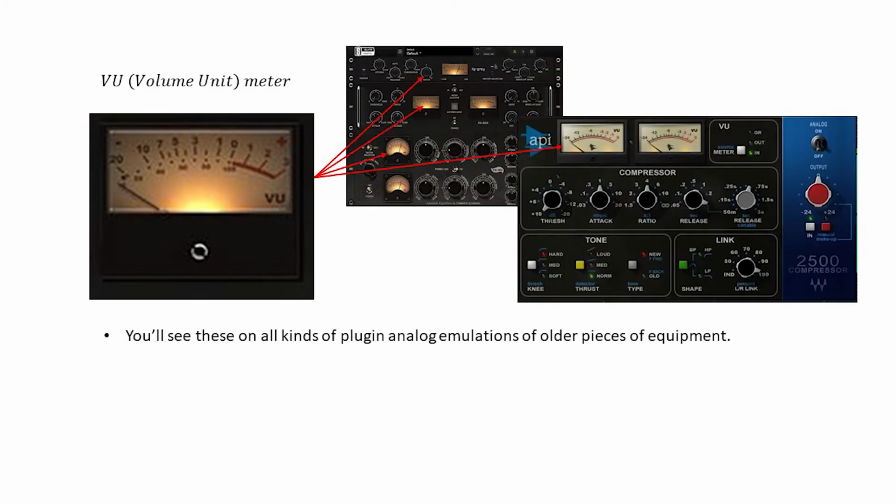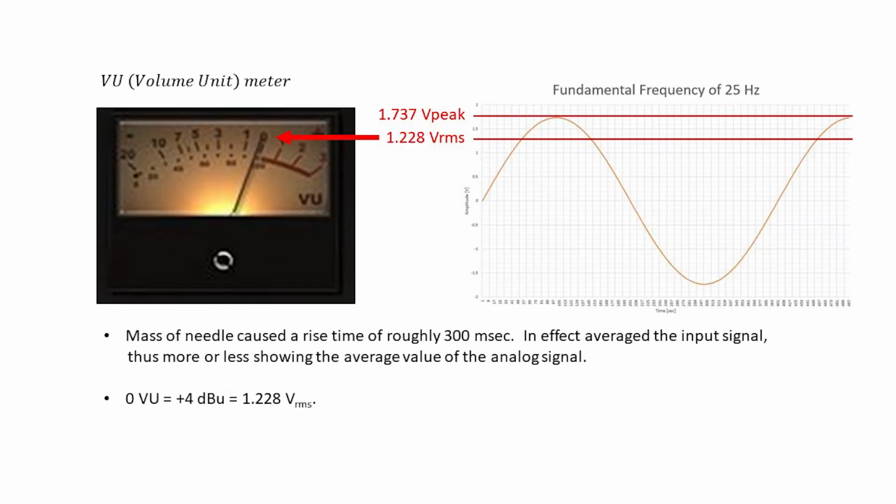All right, so the VU, or volume unit meter: a lot of you will come across it in plug-in analog emulations of older pieces of equipment, or even the actual older pieces of equipment. A lot of them have VU meters on them. A point to note about the VU meter is the actual needle, how it moves, and the mechanism for it to move. It had a rise time, which is basically how fast that needle can move.